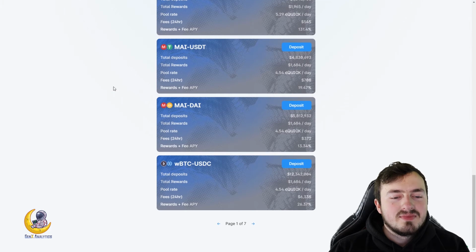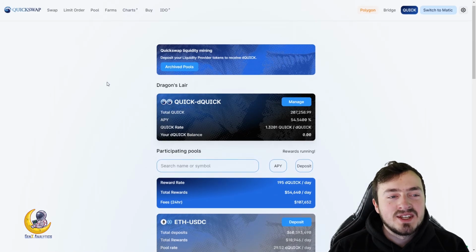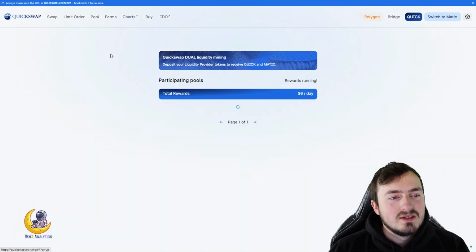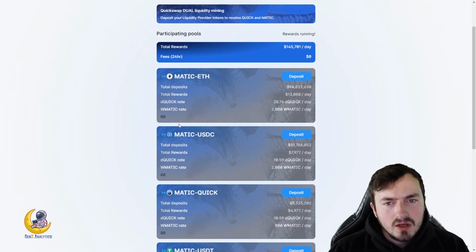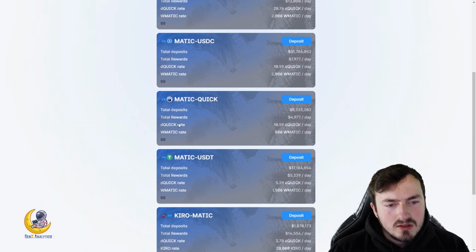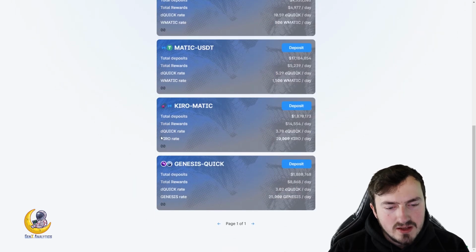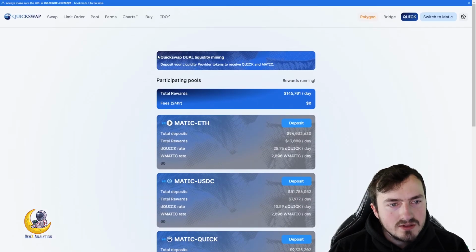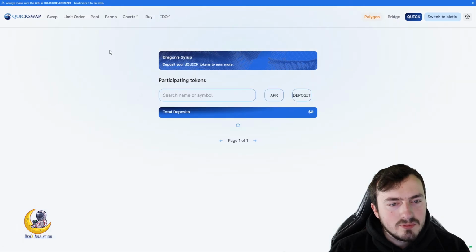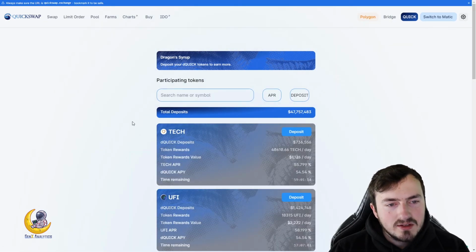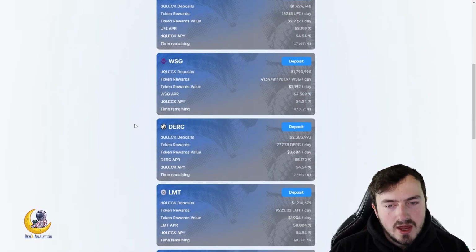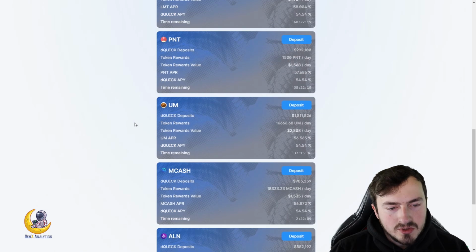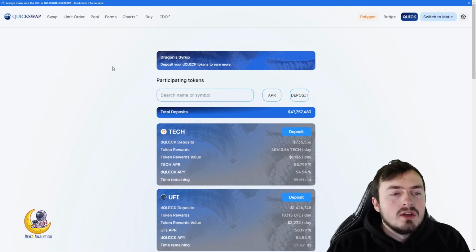So that's LP mining, and then you got dual mining, and you can see all the different pools there as well. Not as many this time. Definitely less. And what else we got? We got dragon syrup. Ooh, that sounds nice. Right. So you deposit the D-Quick tokens to earn any of these ones. Yeah, so there's plenty of ways you can earn different currencies.